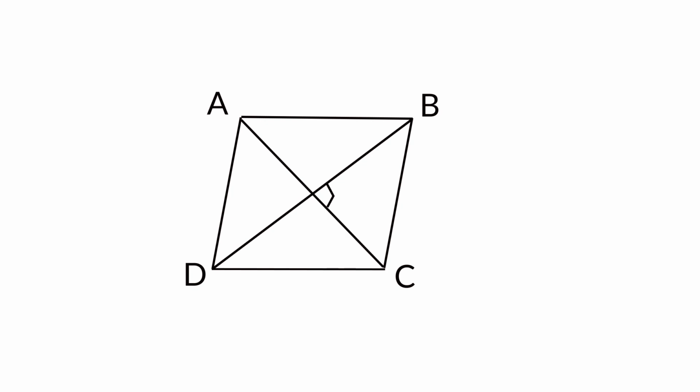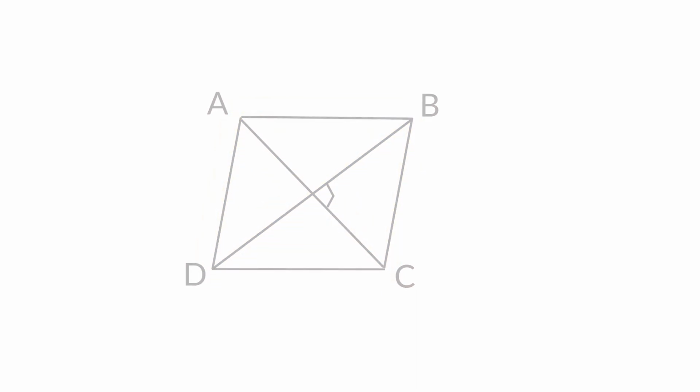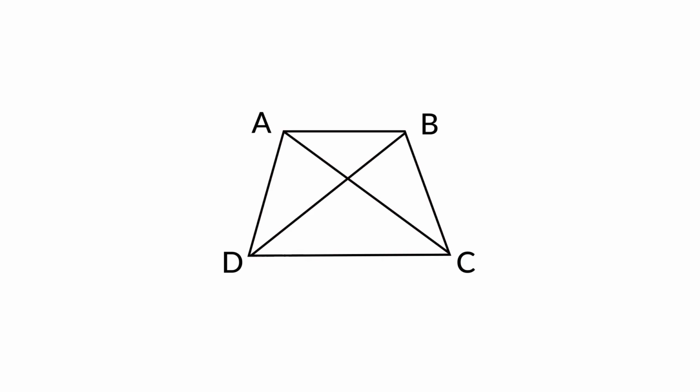What is this figure called? Correct, rhombus. A rhombus is a parallelogram where all four sides are equal. There was one more figure mentioned in the question, trapezium. This is a trapezium. The diagonals are clearly not at 90 degrees.